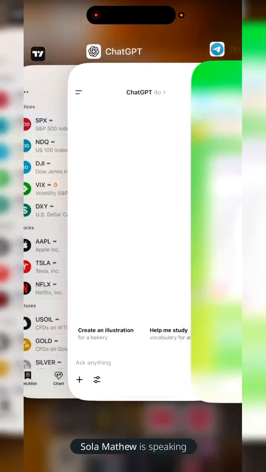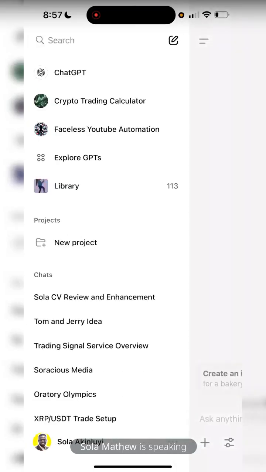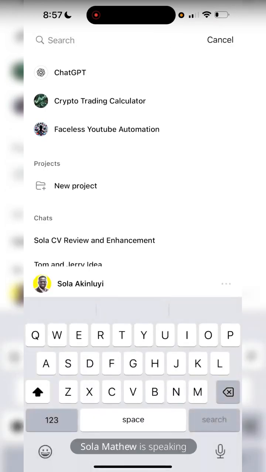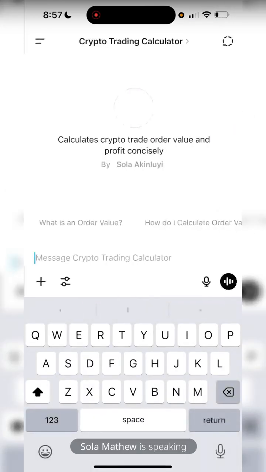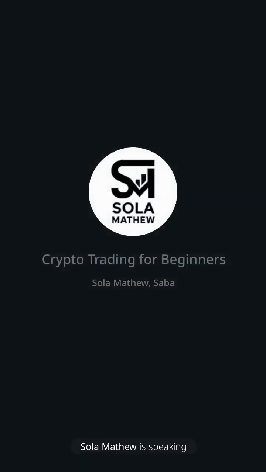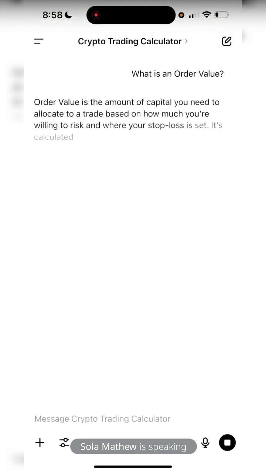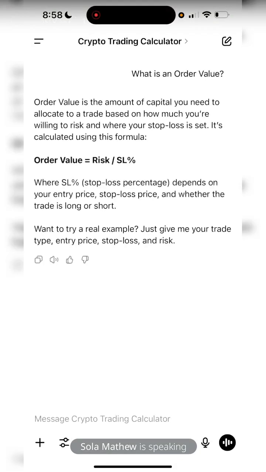If you want to pick a trade, you just go to ChatGPT, go to the crypto trading calculator, or you can search for it in Explore GPTs. I created this crypto trading calculator. What you need is what we call the order value. If you want to understand what order value is, you can click on it and it will explain it to you. Order value is the amount of capital you need to allocate to a trade based on how much you are willing to risk and where your stop loss is set.